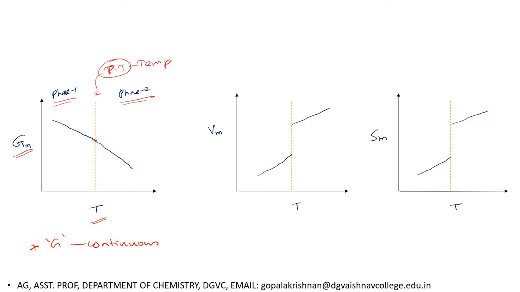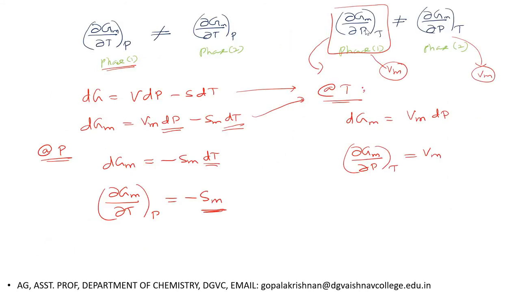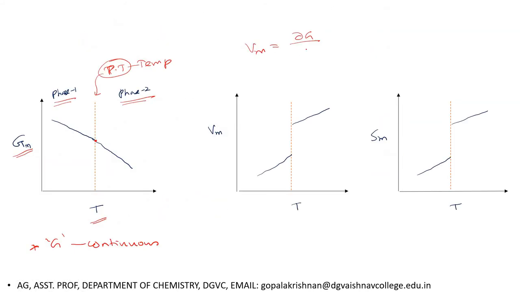When you move from phase 1 to phase 2, the Gibbs free energy is a continuous function, right? What about molar volume? We know very well, just now we discussed, molar volume is nothing but ∂G/∂P at constant temperature. So the molar volume is nothing but the first derivative of Gibbs free energy with respect to pressure.